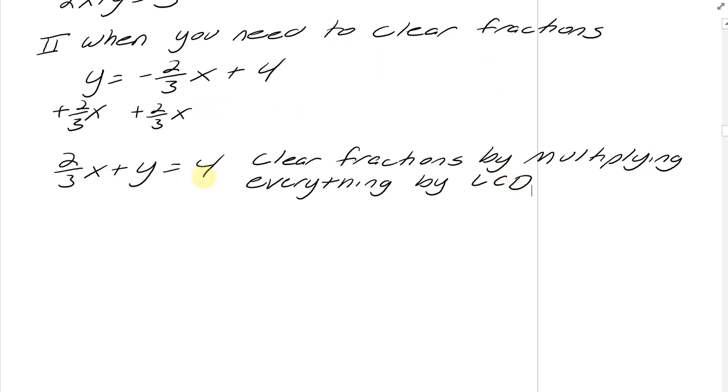So in this case, the LCD is nice and straightforward. It's just 3. So I'll go ahead and just note that. So here my LCD is 3. So I want to multiply everything in this equation then by 3, and make sure you do multiply everything. Now when you do this, we know that the 3's are going to drop out. We saw that in earlier videos. So this becomes 2x plus 3y equals 12, and now I have the standard form. So that's kind of the idea behind this.